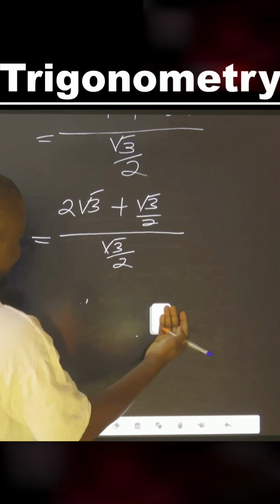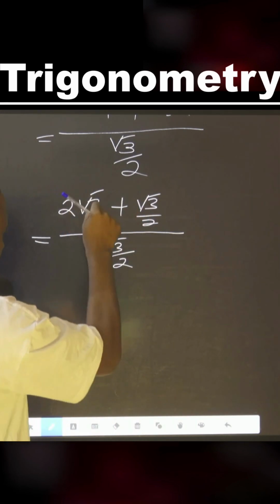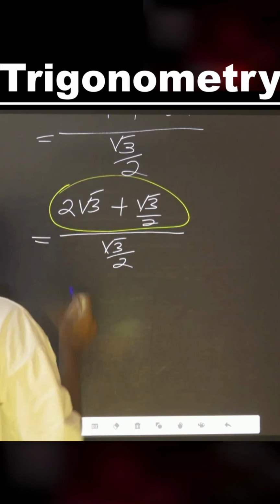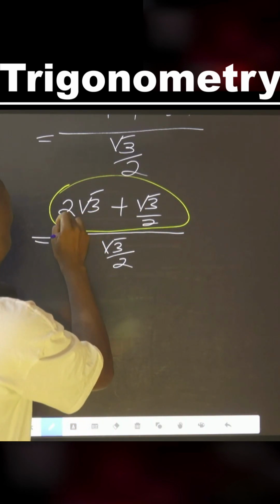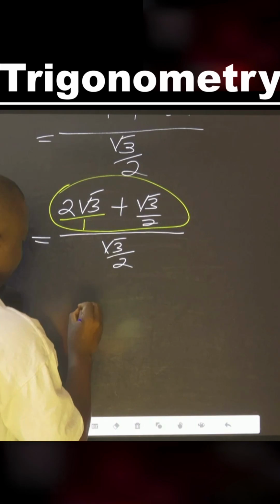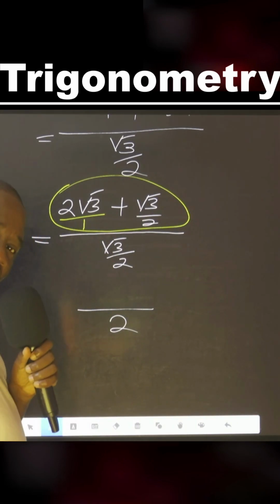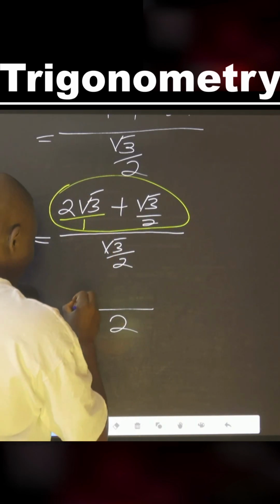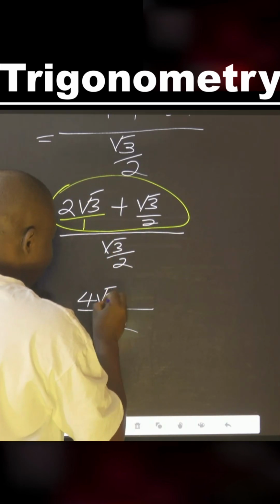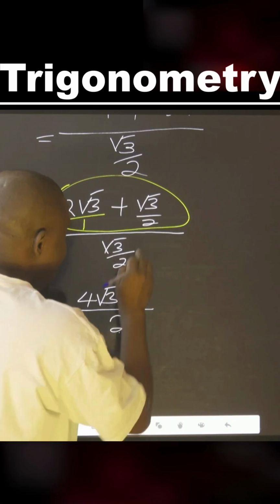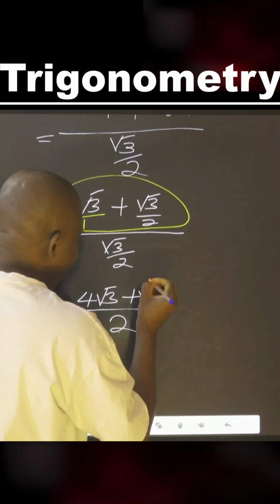Okay, let me explain it step by step. Let's work on the numerator, this. Okay? What is the LCM? I'm going to make this one over 1, okay? What is the LCM? LCM is 2. 2 divided by 1 is 2. 2 multiplied by that will give us 4 square root of 3. This and this will cancel, remain square root of 3.